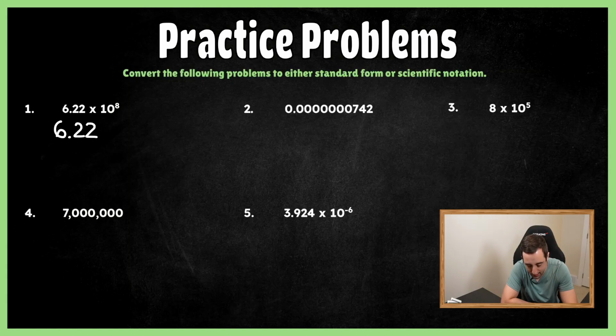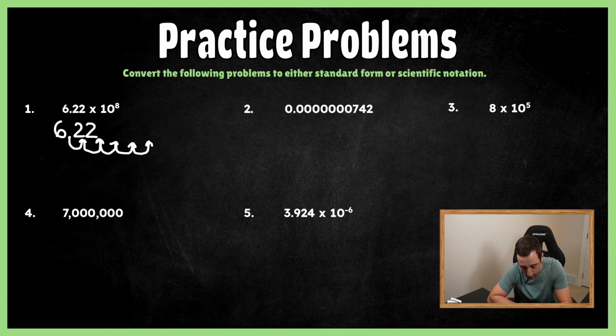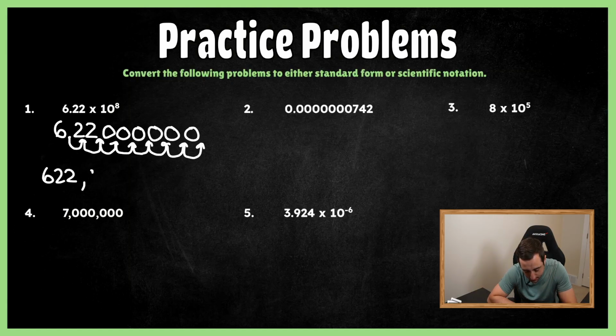Let's go ahead and move 8 to the right here. So 1, 2, and then we're out of numbers, which means we're going to have to move the place value 6 more times. So 1, 2, 3, 4, 5, 6. And then we have 6 filler zeros here. And our final answer is going to be 622 million for the first one.